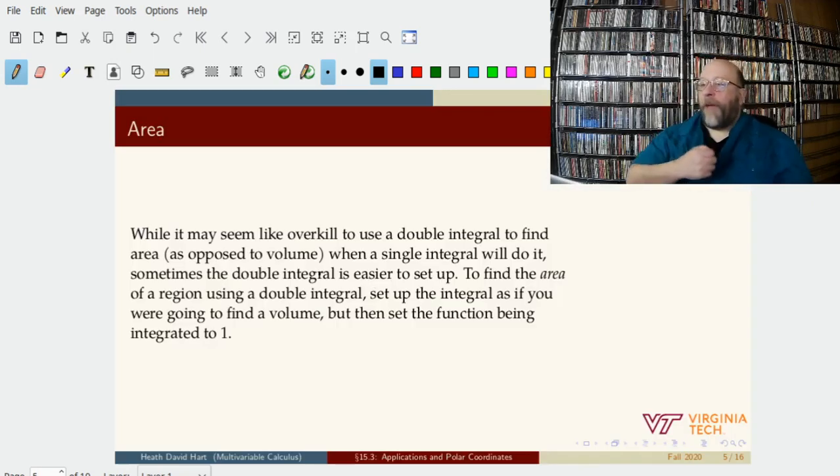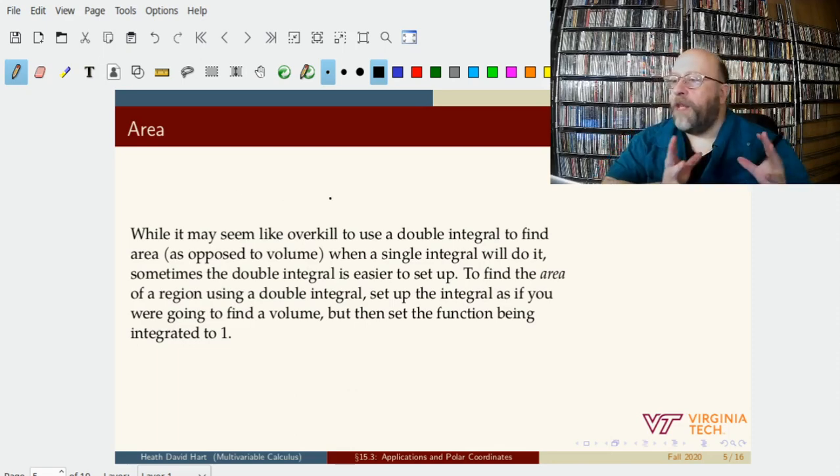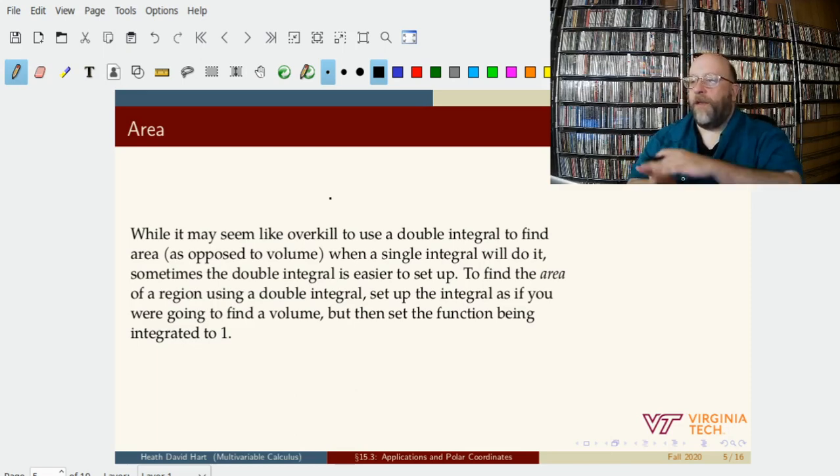Let's look at some applications now. Area. We've been using double integrals to calculate a volume, where we have an x-coordinate and a y-coordinate and a z-coordinate. But sometimes we want to just find area using a double integral. The trick in this case is that we want to set the height equal to 1, so when we're multiplying by the height, nothing changes. Multiplying by 1 doesn't change your answer.